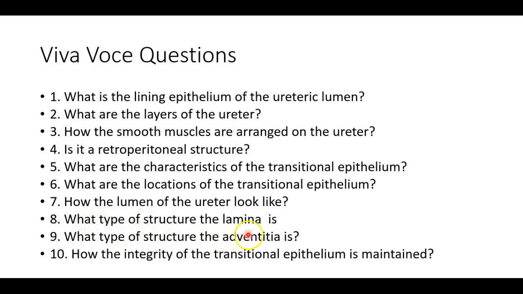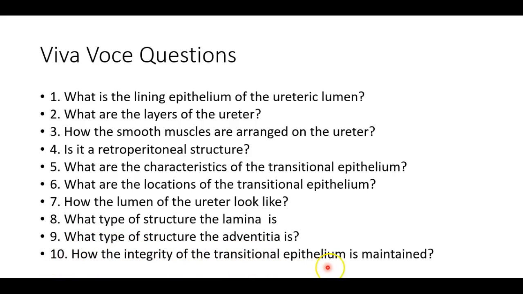What type of structure the lamina propria is? Answer should be the lamina propria is a loose connective tissue. It is rich in blood vessels. What type of structure the adventitia is? Again, that is also connective tissue. That is also rich in adipose tissue and blood vessels and nerves there.